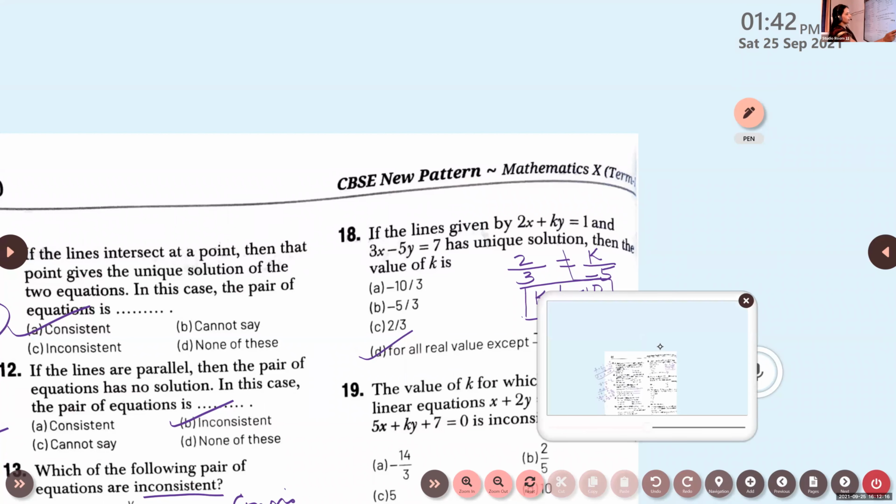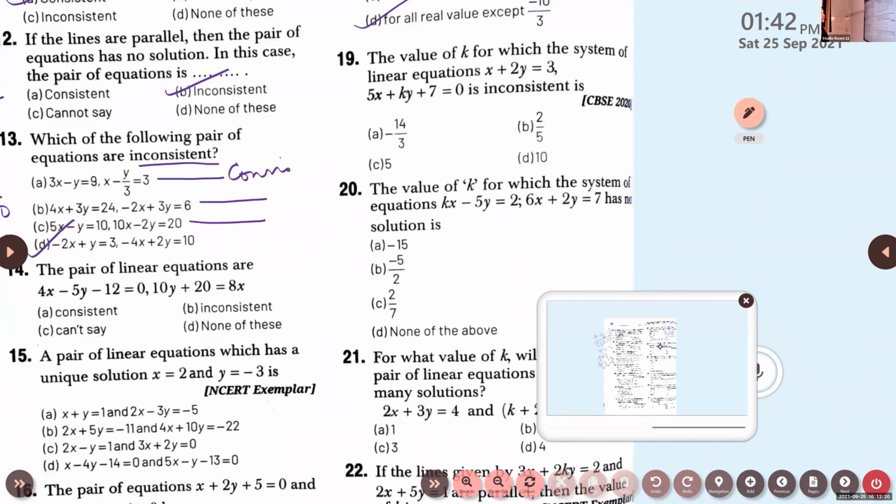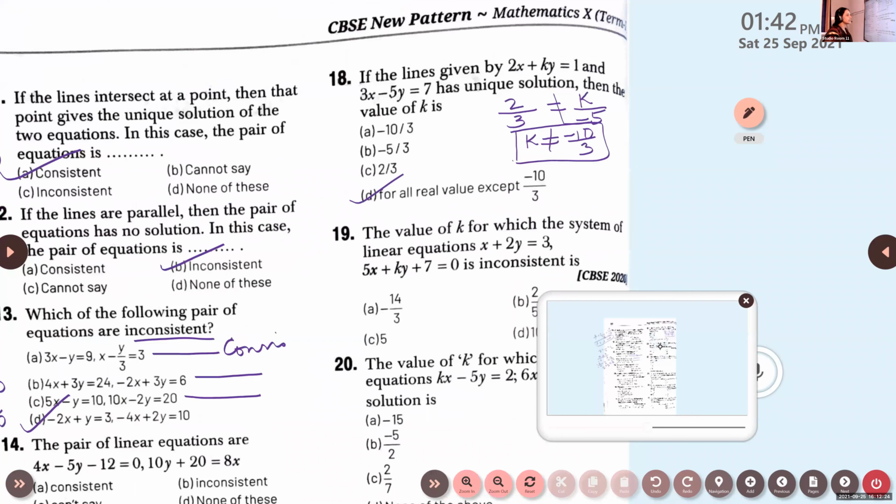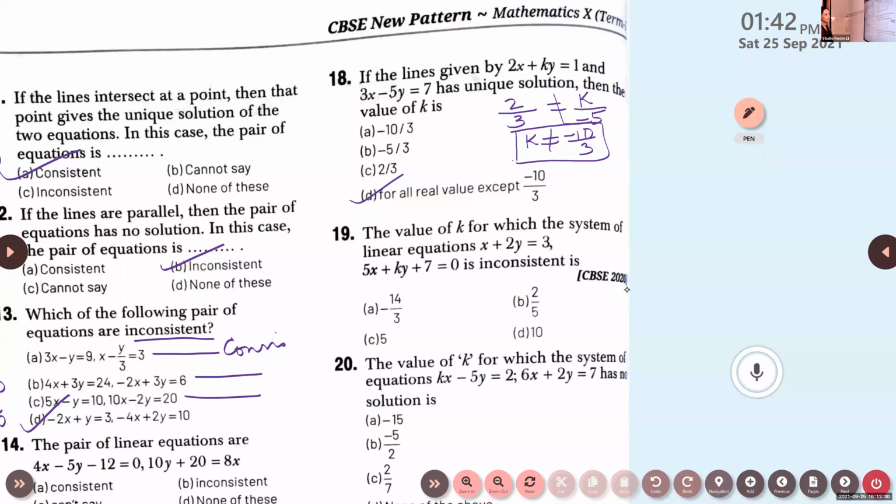Okay. Now look at the next one. The value of K. Try this one. It is given as inconsistent and it is a board exam question, CBSE 2020. The value of K for which the given equations is inconsistent is. What is the condition for inconsistence?